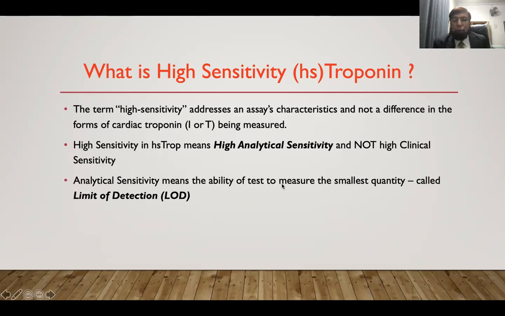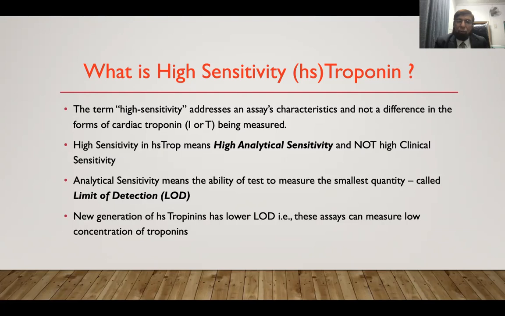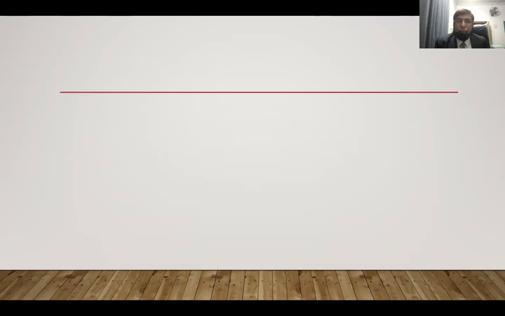It means the ability of a test to measure the smallest quantity, which is called the limit of detection, the lower limit of detection. Whereas clinical sensitivity is the ability of a test to diagnose, to pick the disease out of the disease population, analytical sensitivity means the ability of a test to measure the smallest quantity of that particular analyte, or the lower limit of detection. Now, the new generation of HS troponins has lower LOD. That is, these assays can measure low concentrations of troponins.